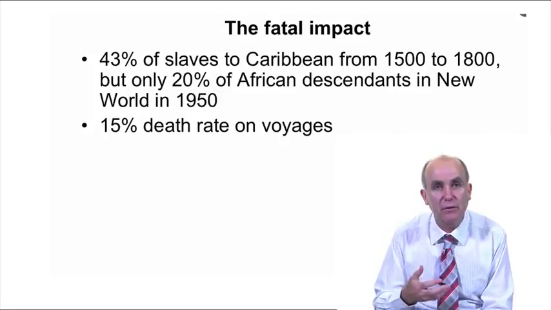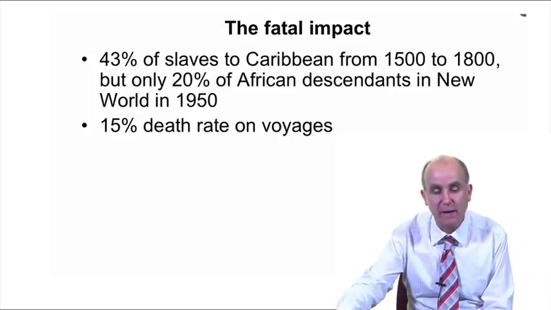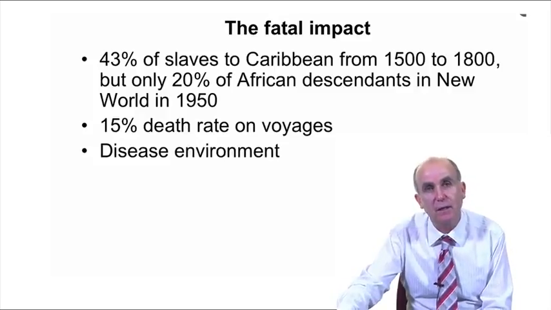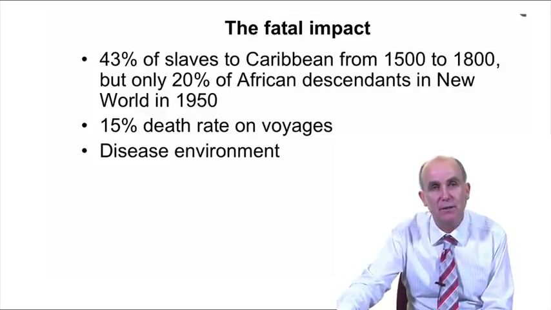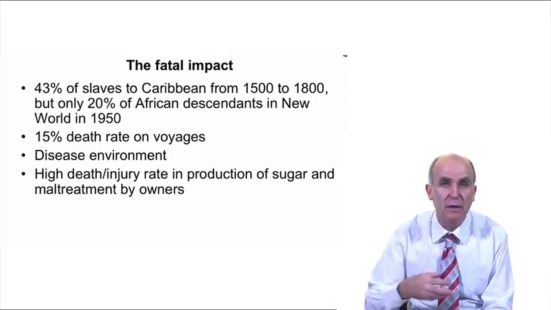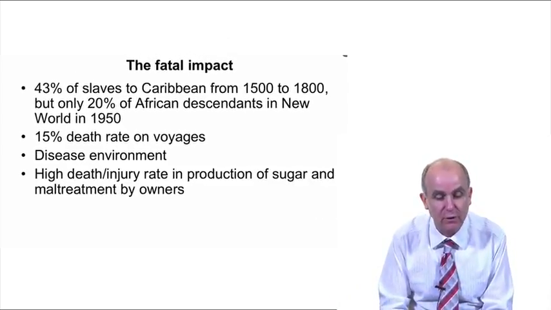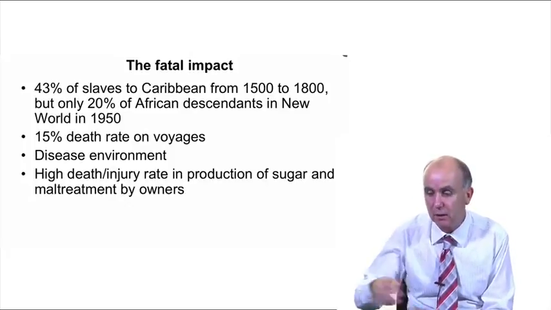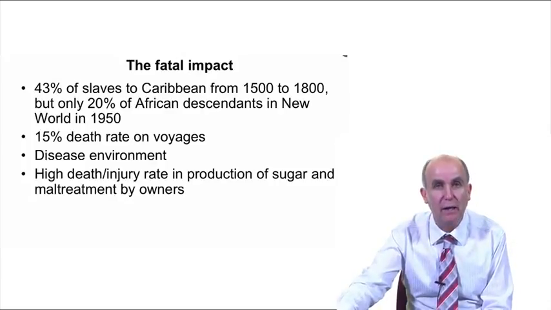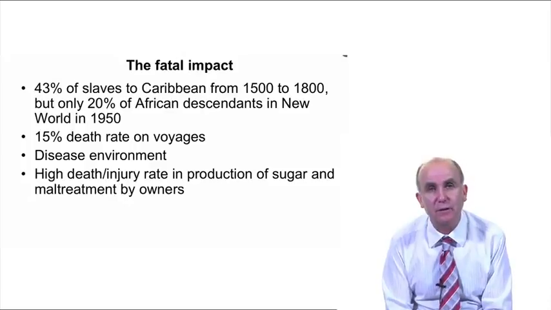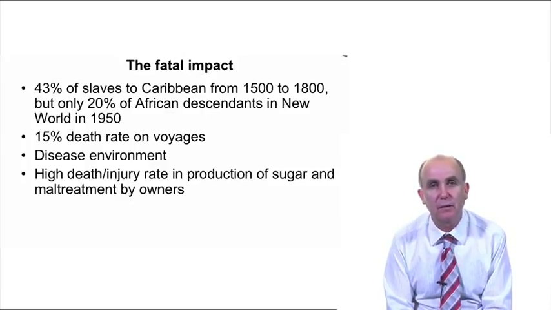We know there was also a 15% death rate on voyages from Africa to the New World. We know there was a terrible disease environment in the places that slaves were being sent to that caused high death rates from disease. We also know that in production activities such as sugar, there was a high death rate and injury in production, and also huge maltreatment by owners. Not only did slavery have catastrophic effects on the population who were transported, it seems to have cast a long shadow as well.